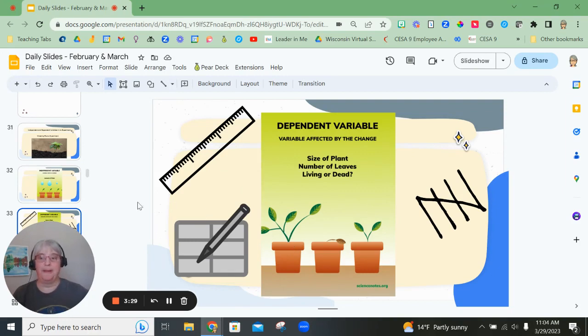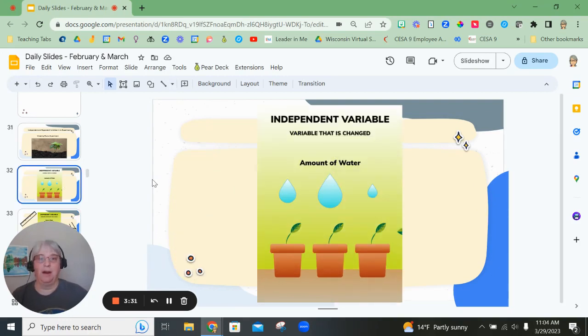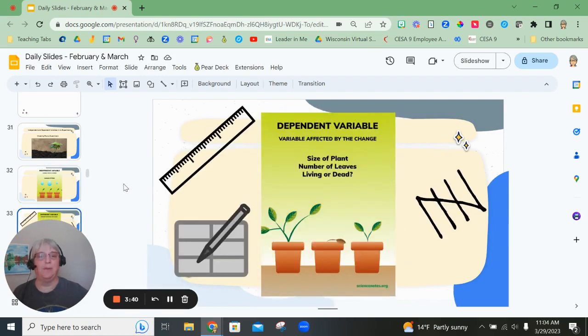That's the dependent variable. So once again, your independent variable is the thing that changes. Look again to see what is changing in your experiment. And then the dependent variable is what you are recording. What is the data that you're taking?